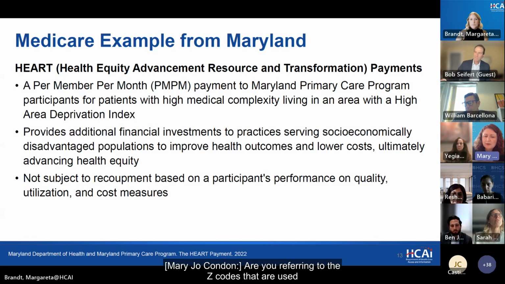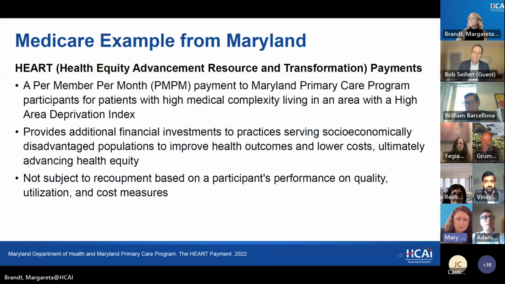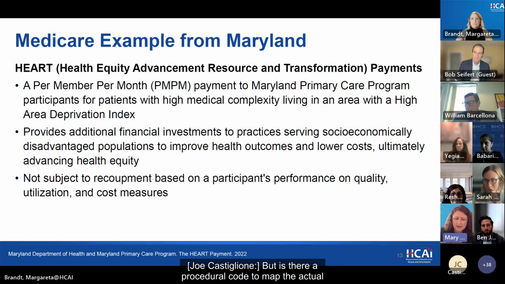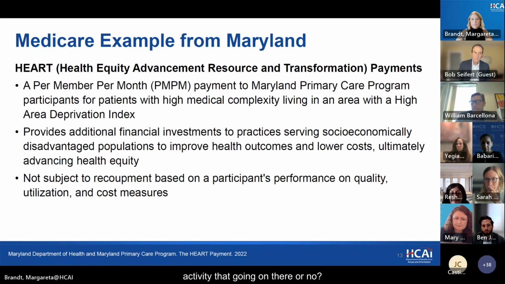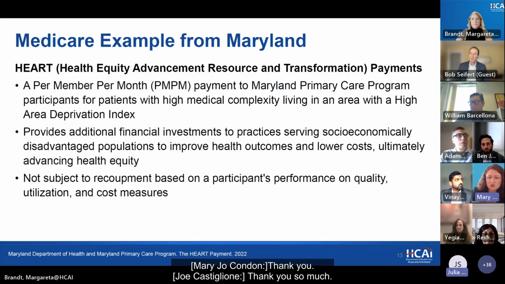Are you referring to like the Z codes that are used regarding certain social status or something different? So I know Z codes are ICD-10, right? Right. But is there a procedural code to map the actual activity that's going on there, or no? Mary Jo, I have a few in mind. I can put a link in the chat in just a minute. Thank you so much.